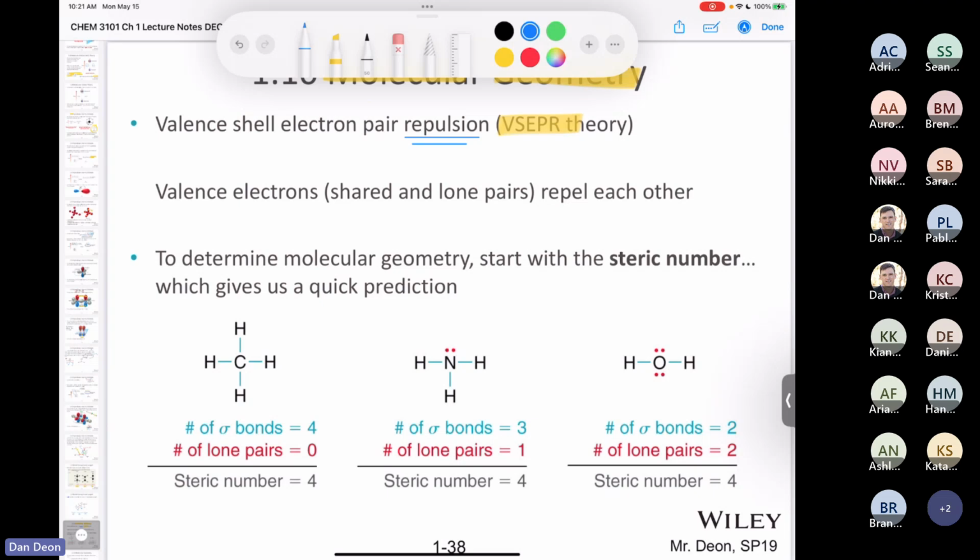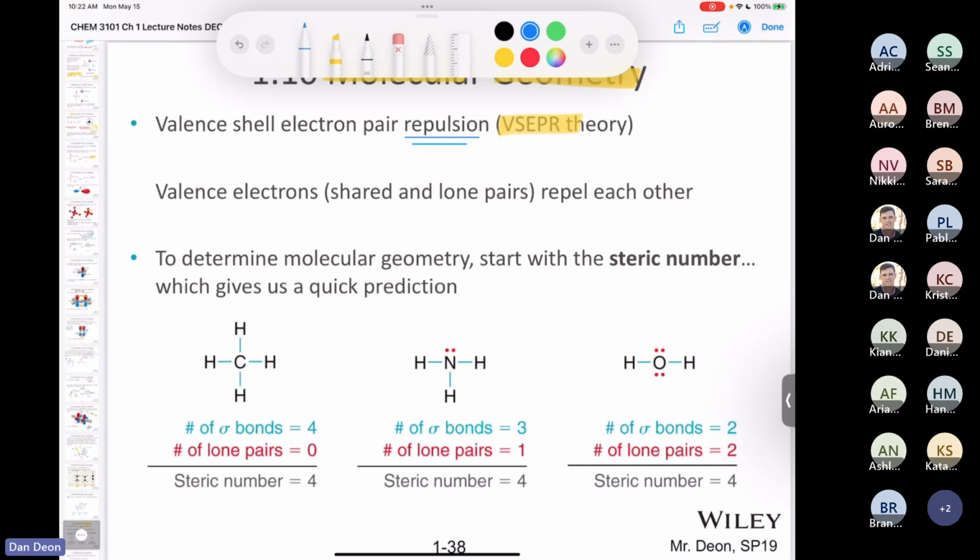So if we look at something like methane or ammonia or water, you can see that these all have a steric number of 4 because they're all surrounded by 4 regions of electron density, right? So again, steric number is associated with regions of electron density. So even though they all have the same steric number, do these 3 molecules have the same molecular geometries? The answer is no, not at all.